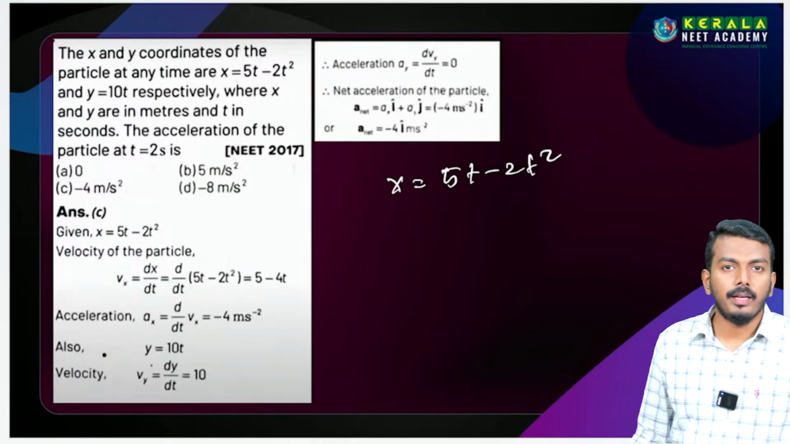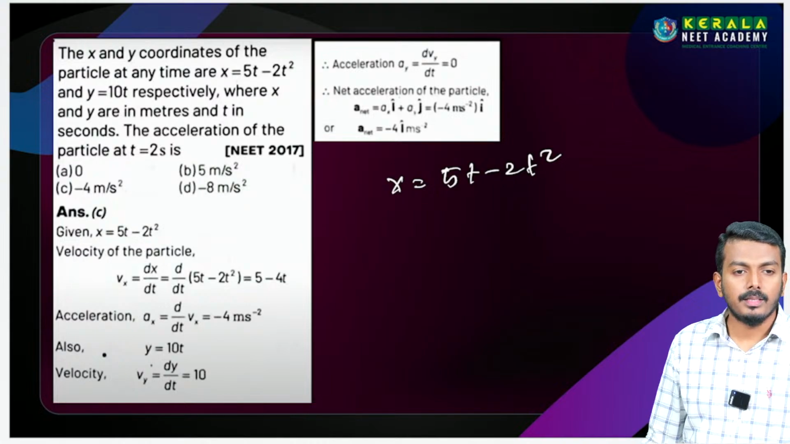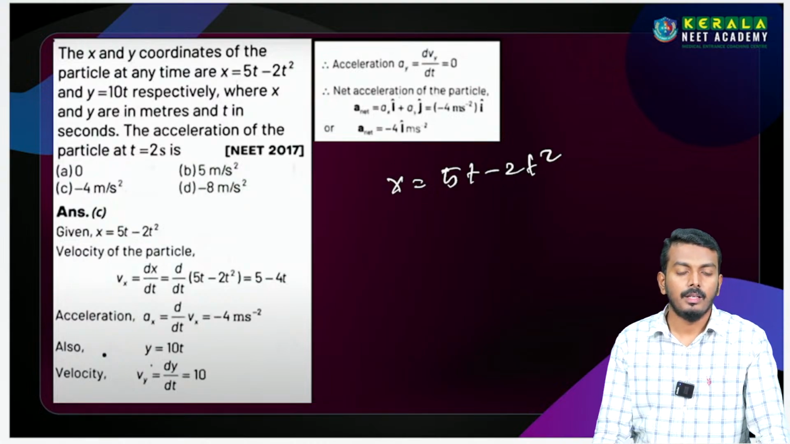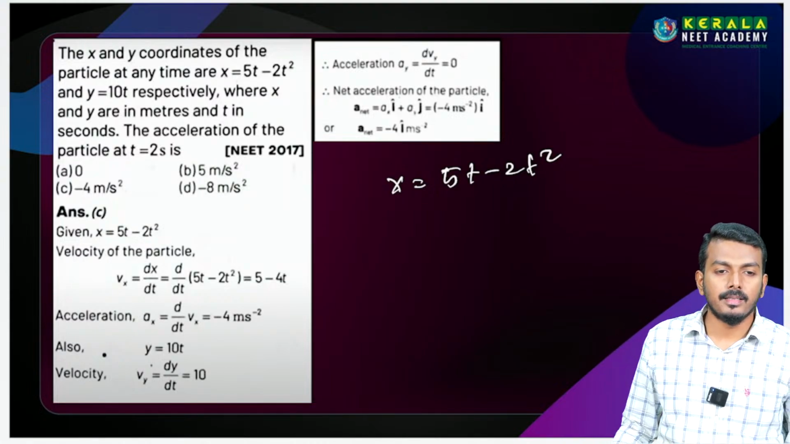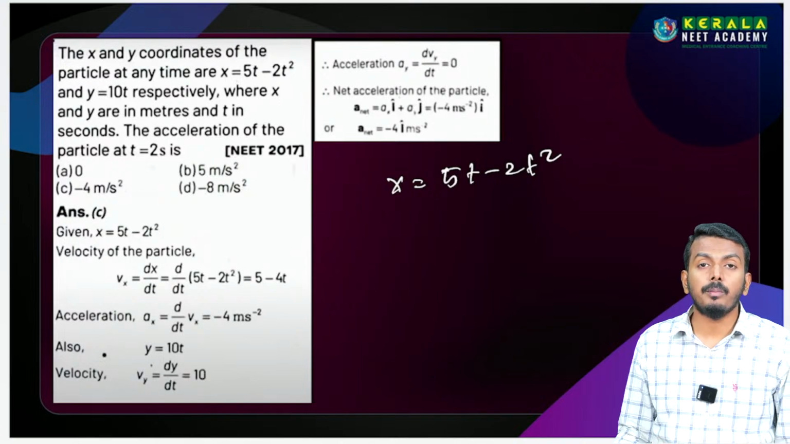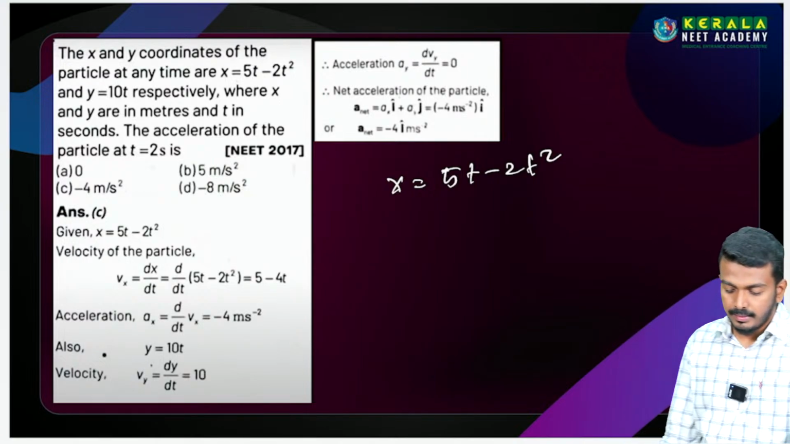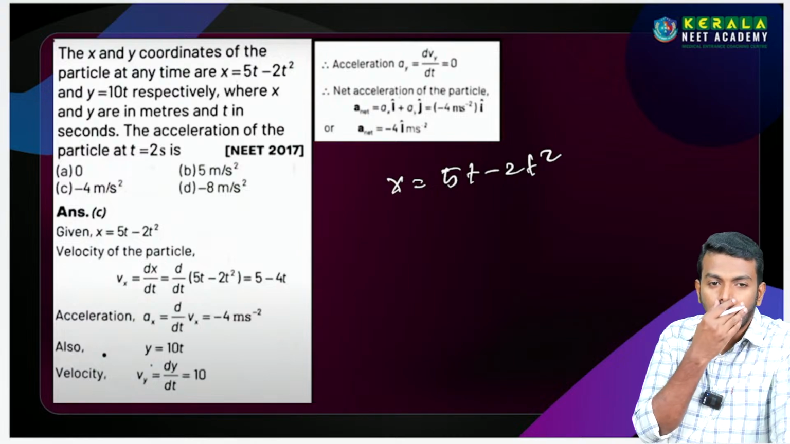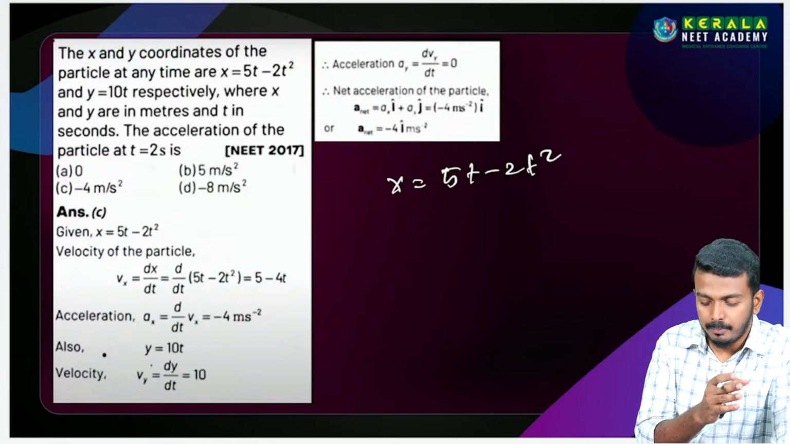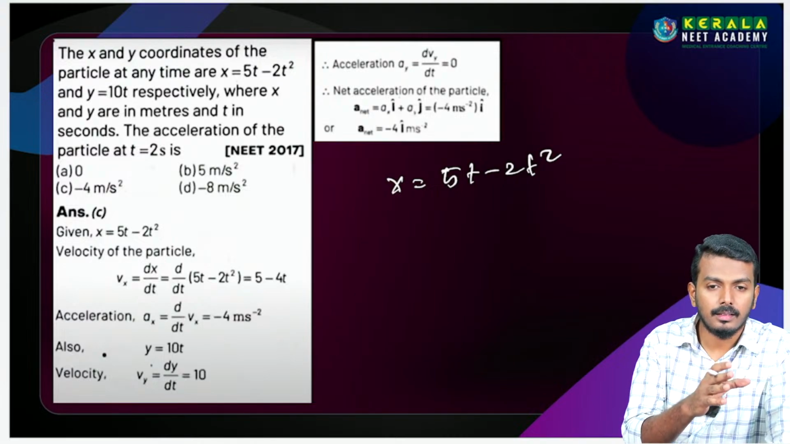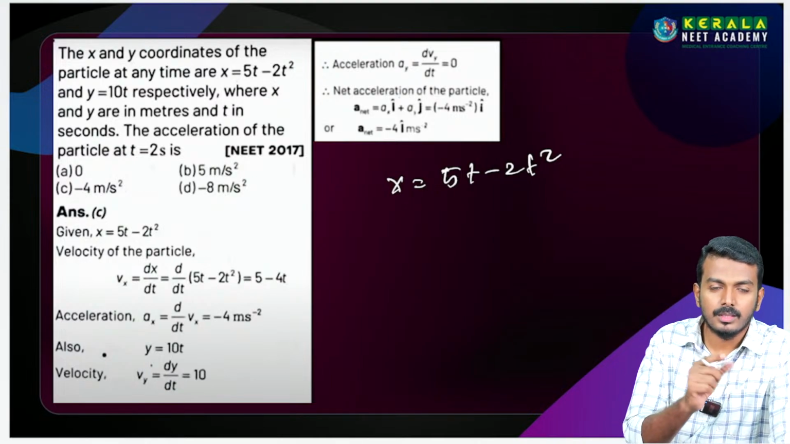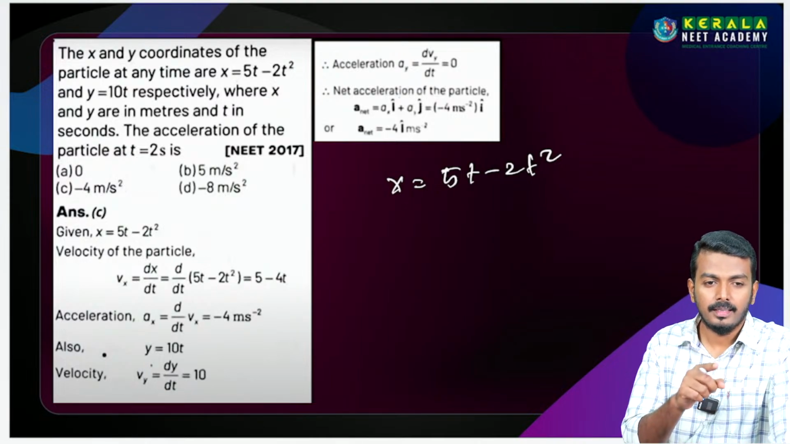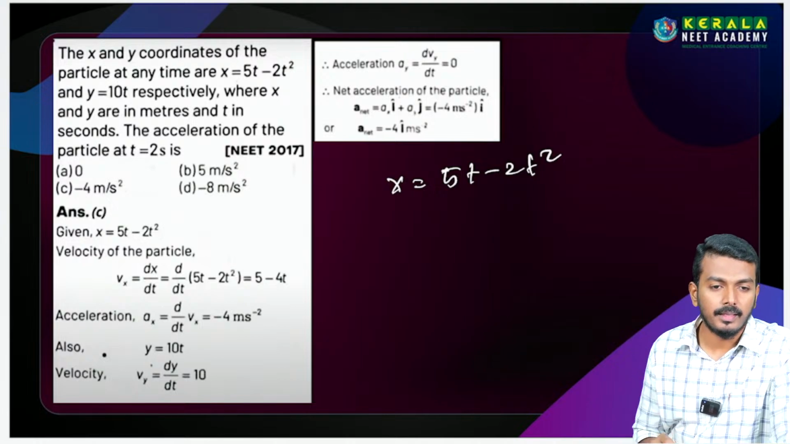2t square. And y coordinate is already given: y is equal to 10t respectively, where x and y are in meter and t in second. The acceleration of the particle at t is equal to 2 seconds. The solution is already given, but when you check the solution, you will see it is correct. The question is solved by using what?